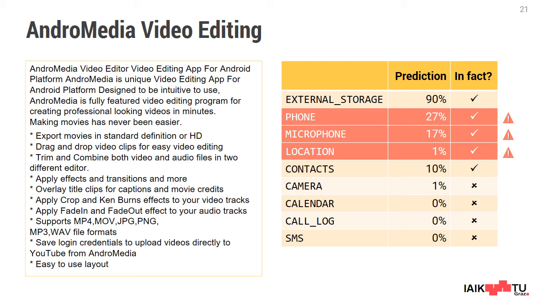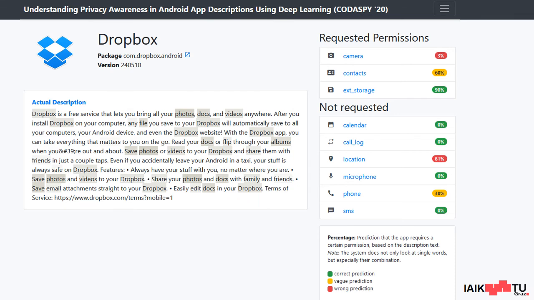In case they are required from a functional perspective, developers are encouraged to augment the text with an explanation on how they are used. To make this visually more appealing, we created a web application that enables a more detailed insight. Just to give an example, on this slide you see how it looks like for the Dropbox app. On the left we have the description text and all the words that influence permission predictions. On the right we have a comparison of predictions with the actual permission usage.